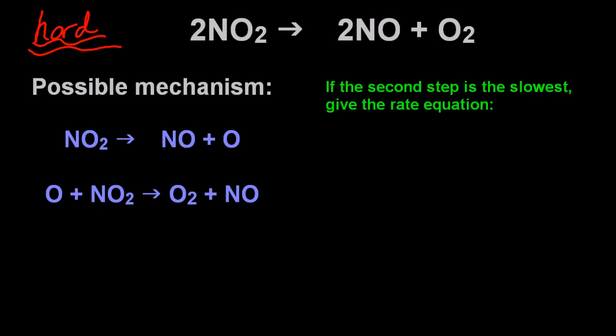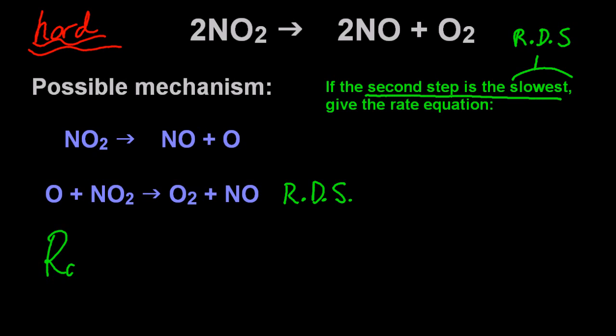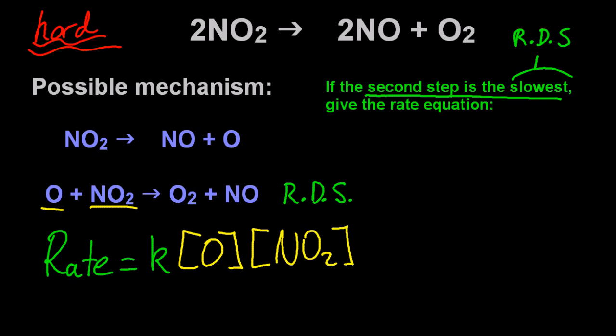Okay, this one's quite hard. Here the second step is the slowest. Now I thought we were looking for the rate determining step. Well, the slowest step is the rate determining step. So I'm going to put RDS next to that to remind me. Now again, rate equals K, and then put the reactants in the rate determining step. Multiply their concentrations.